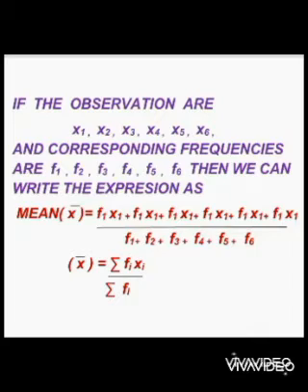5 into 30 plus 9 into 30. Weight multiplied by the number of students, isn't it? 5 into 30. I am representing this in a formula-based way, okay.